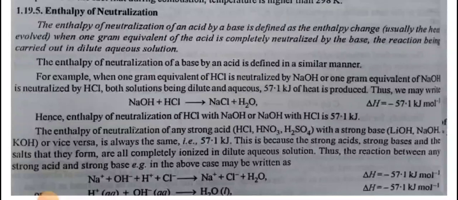Na⁺ + OH⁻ + H⁺ + Cl⁻ = Na⁺ + Cl⁻ + H2O, ΔH is equal to -57.1 kJ per mole. H⁺(aq) + OH⁻(aq) = H2O(l), ΔH is equal to -57.1 kJ per mole.